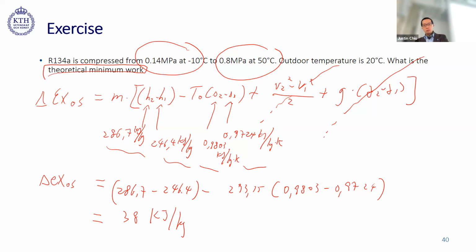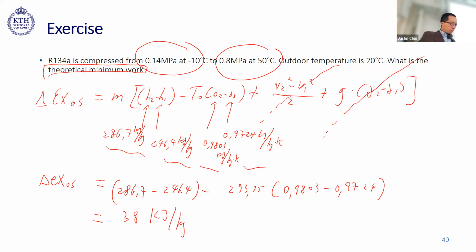And of course, in reality, you may have losses, etc. So then it will be much higher, but this one is like the smallest one. So this is similar to the Carnot concept, like what will be the theoretical maximum efficiency? That will be the Carnot efficiency, right? And here the exergy allows you to calculate this theoretical minimum work that is needed, or the theoretical maximum work you can get out from an expansion.